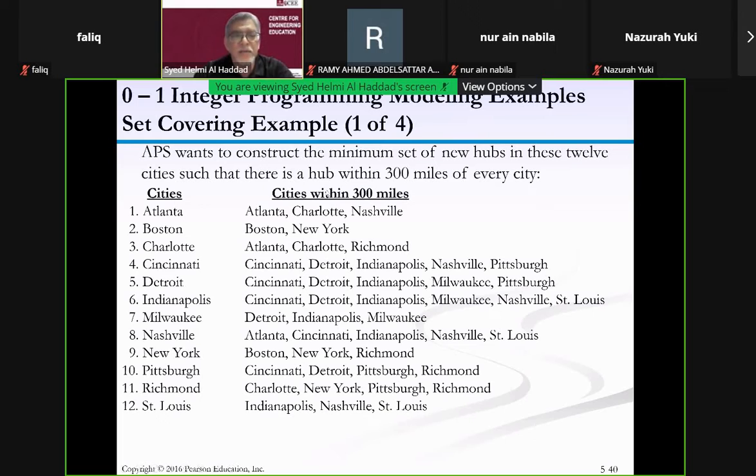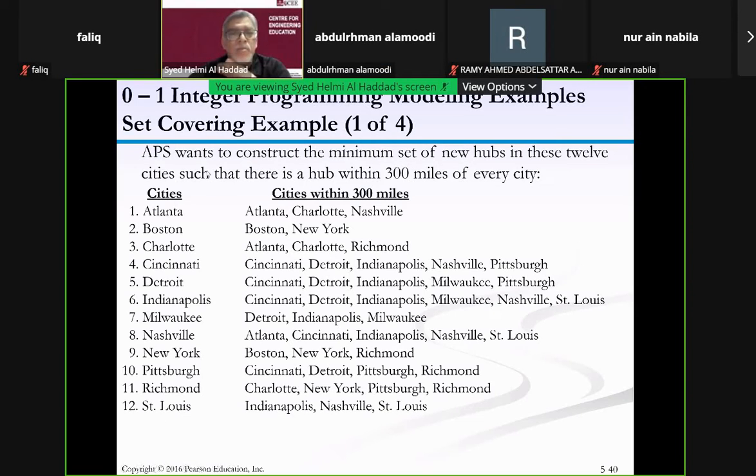For example, in Atlanta, which cities is going to be the hub, which is within 300 miles away from the capital city. Atlanta is the capital city of Georgia. So which one, Shelley also in Georgia, and Nashville also the same thing. So which one will be selected? The question is, this company wants to construct the minimum set of new hubs in these 12 cities, such that there is a hub within 300 miles away from the city. So they want to have a new hub for all these 12 cities. But where are they going to have these new hubs?